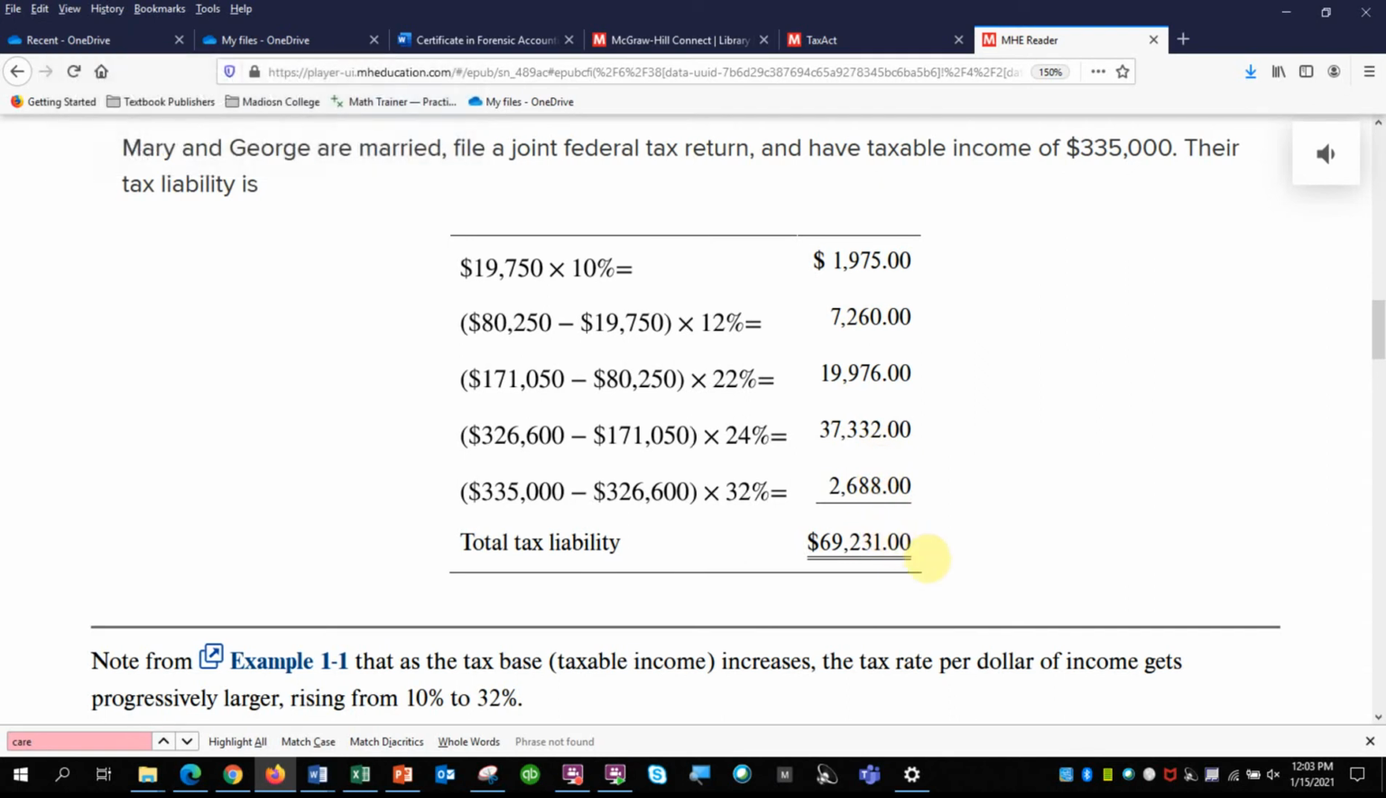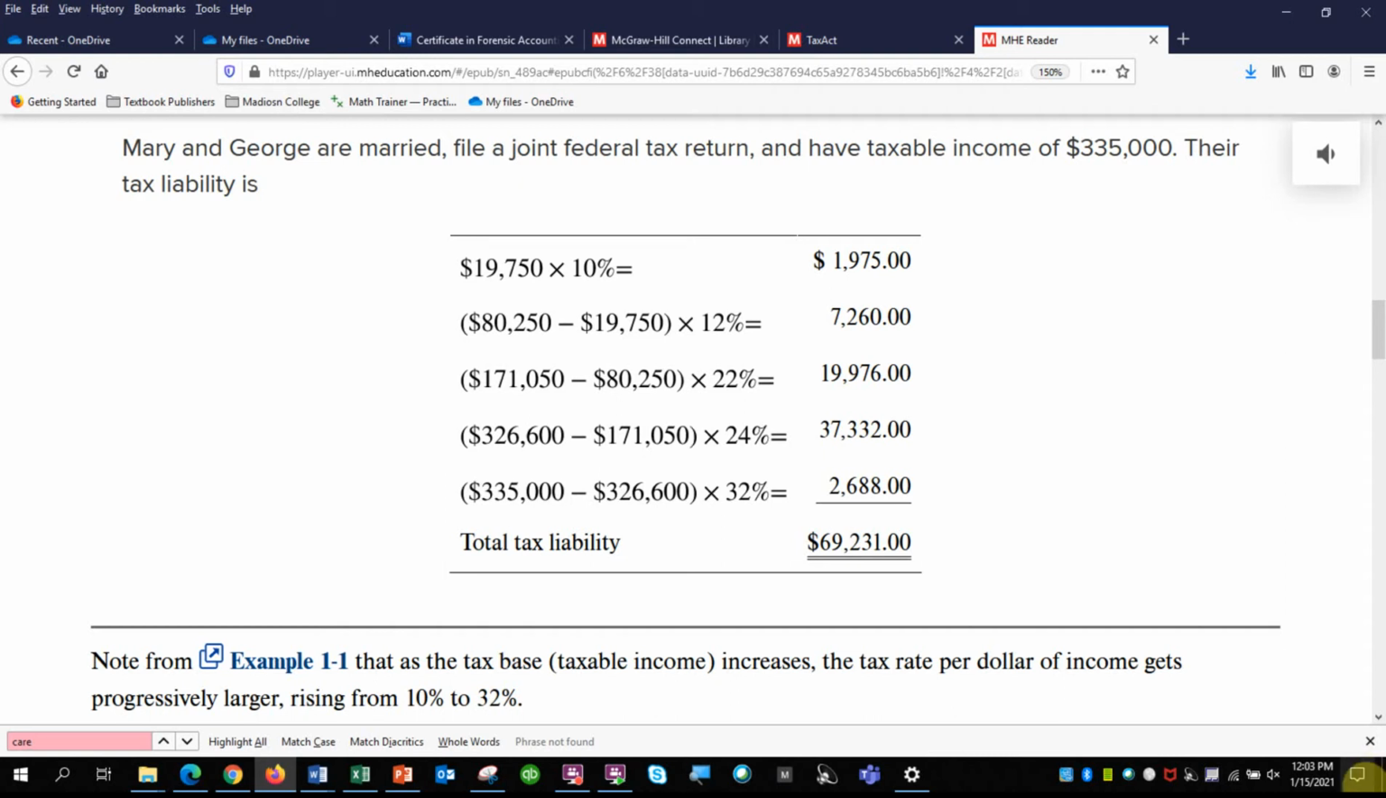And you wind up with, in this case, a tax obligation or liability of $69,231. Well, we're going to talk about a concept then that addresses the issue of whether or not, or how much, tax this couple is really paying. What is their tax rate then? How would you calculate their total tax obligation stated in terms of a percentage?